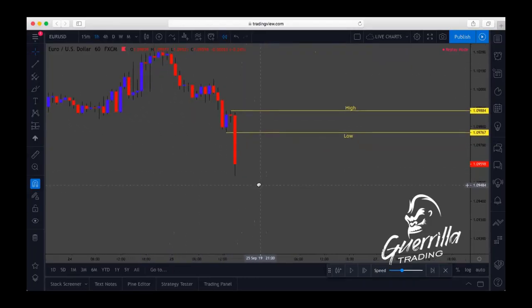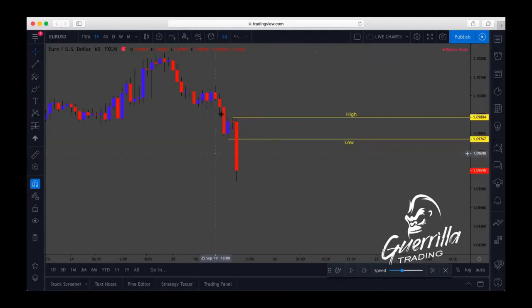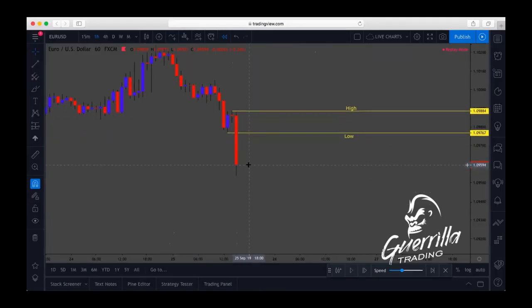Okay, so then what we look for is we look at price action and we say, okay, this is looking quite impulsive. Now, are we going to get continuation of the impulse, or is price going to become corrective?